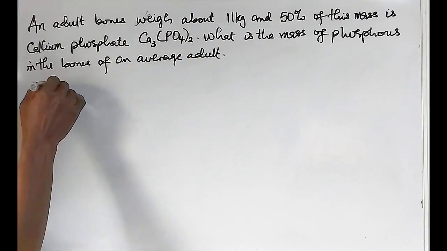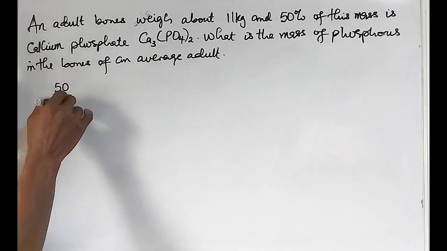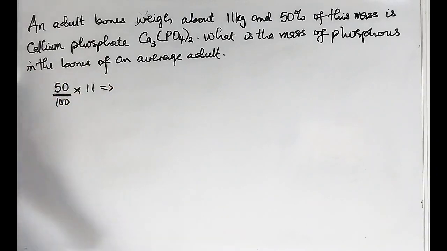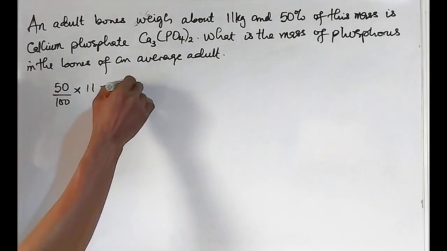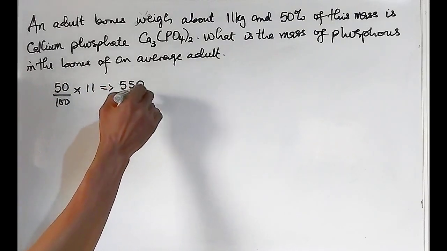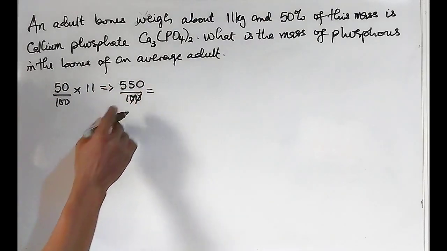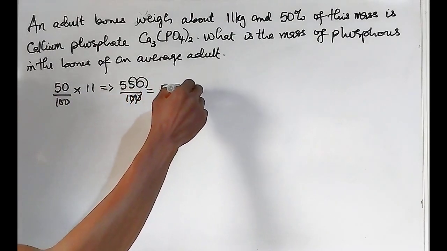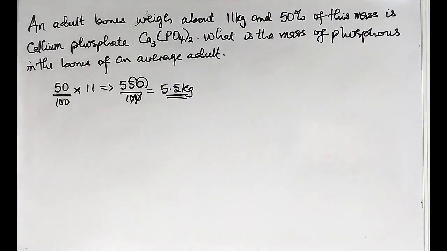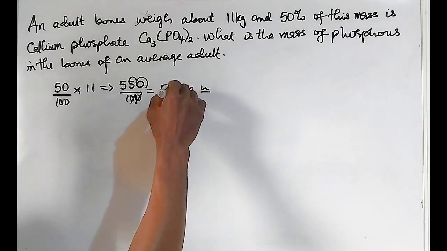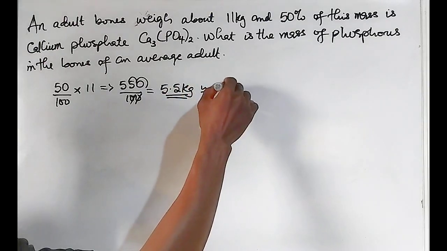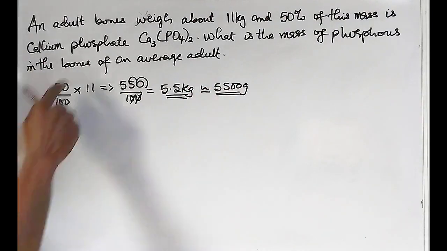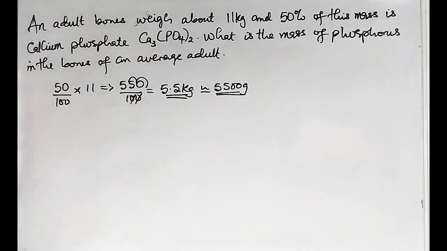Now let us bring out the 50% of 11 kg, that is the mass of calcium phosphate. So here we have 50 over 100 times 11. This will give us 550 over 100, and when we cancel, we have 5.5 kilogram. In gram here we have 5,500 gram. So the mass of calcium phosphate equals 5,500 gram.